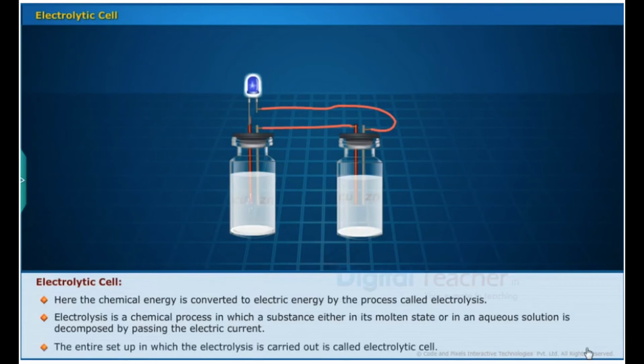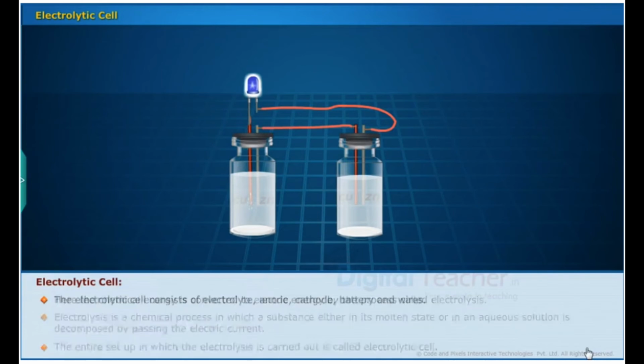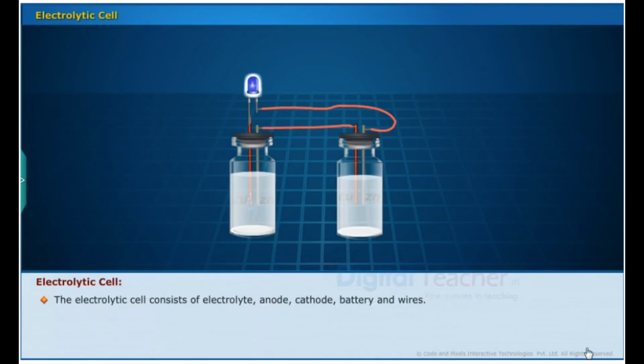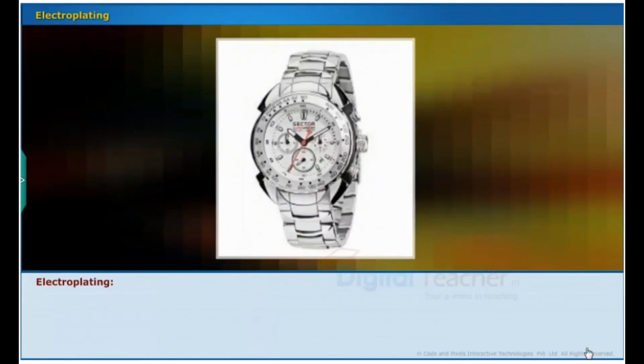The entire setup in which the electrolysis is carried out is called electrolytic cell. The electrolytic cell consists of electrolyte, anode, cathode, battery and wires. It is also known as voltmeter since it generates voltage at its 2 terminals. Electroplating.